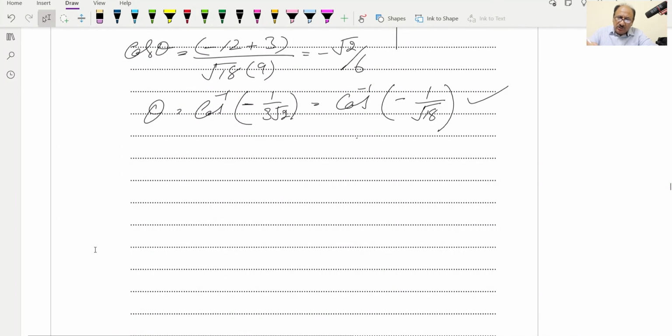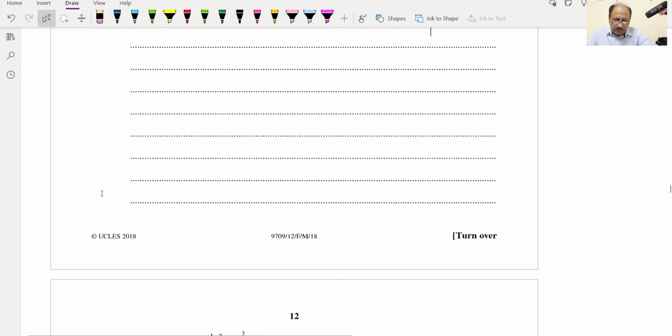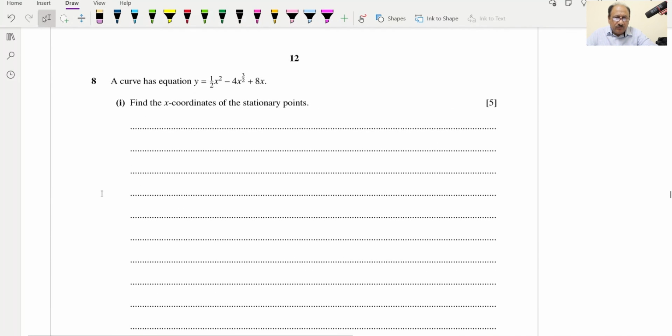Basically we need to shape up the answer according to the requirements. This is done. Now we can move to question number 8. Question number 8 says a curve has equation. This one, find x coordinate of the stationary point.